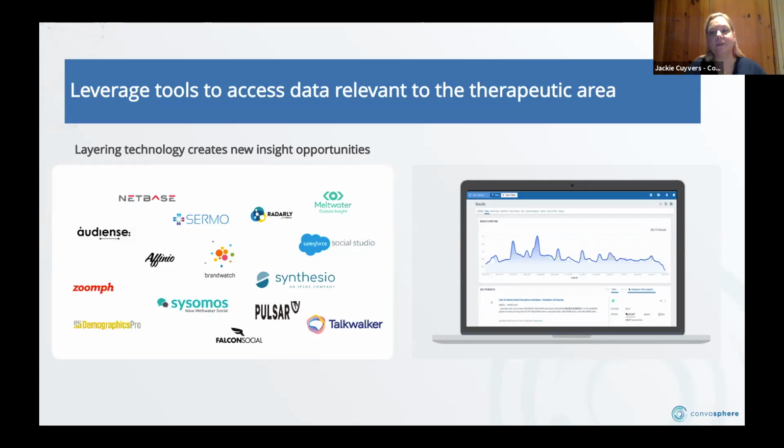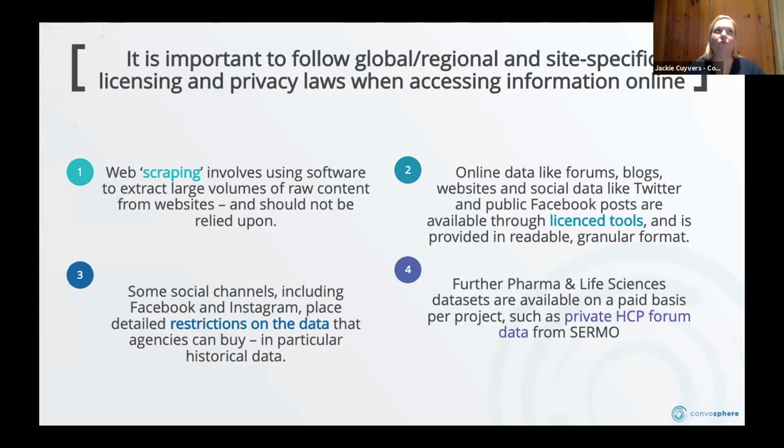So these tools you can use are generally licensed. You might already have access to one or two. And it's important that you use something like a social listening tool, that you don't just use scrapers or web crawlers to just go and gather the data. While it's technically possible, you don't really want to run that risk.